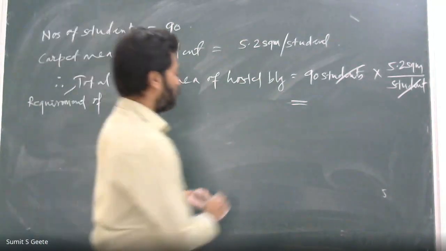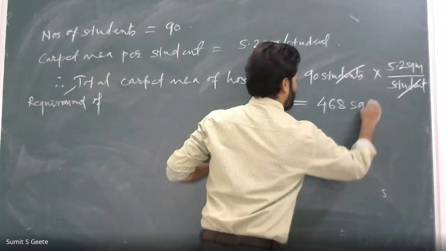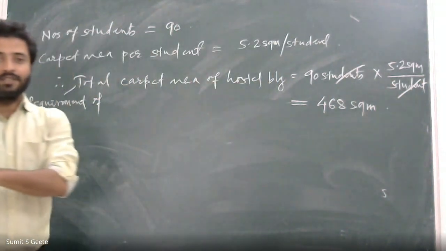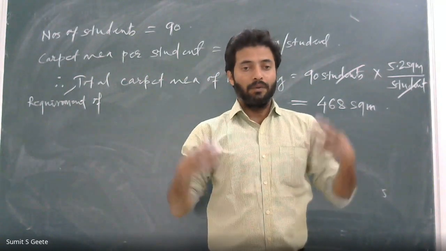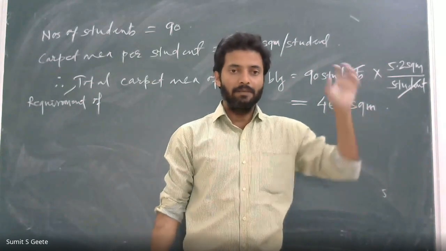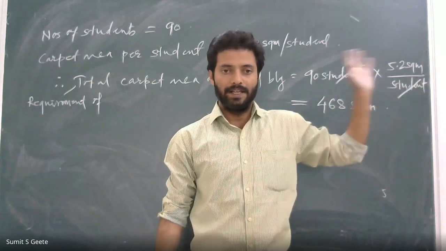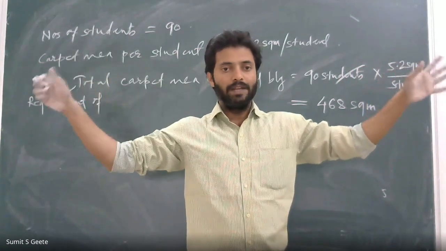So this is 468 square meter. This is the carpet area required. Now, what we want? We want plinth area. Then what is plinth area? Plinth area is nothing but the carpet area plus wall area plus other amenities area. This is the definition of plinth area.